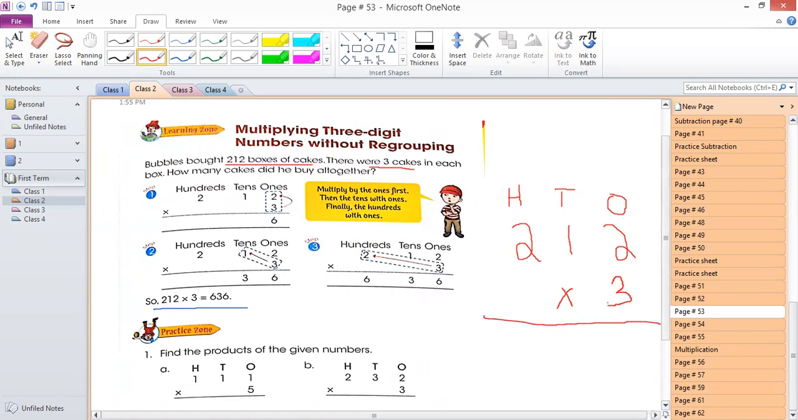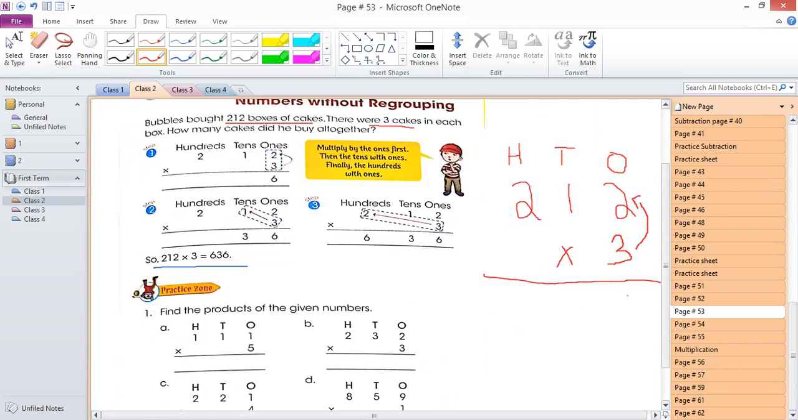Now, as you used to multiply in the previous topic, multiplying 2 digits, you will follow the same method. You will multiply this 3 by this 2 first. 3 multiplied by 2 equals to what? Yes, 3 multiplied by 2 equals to 6. So you will write here 6.